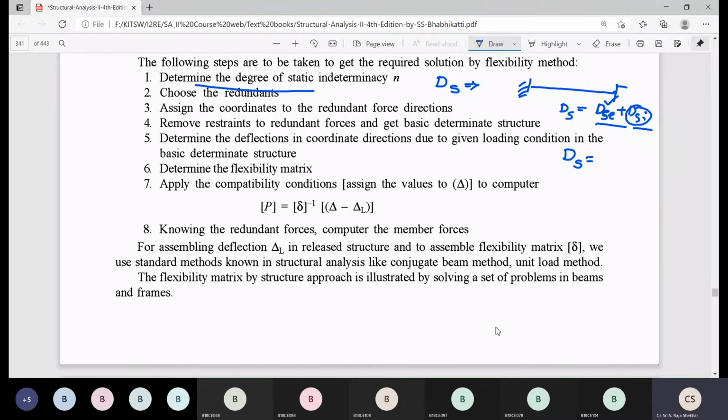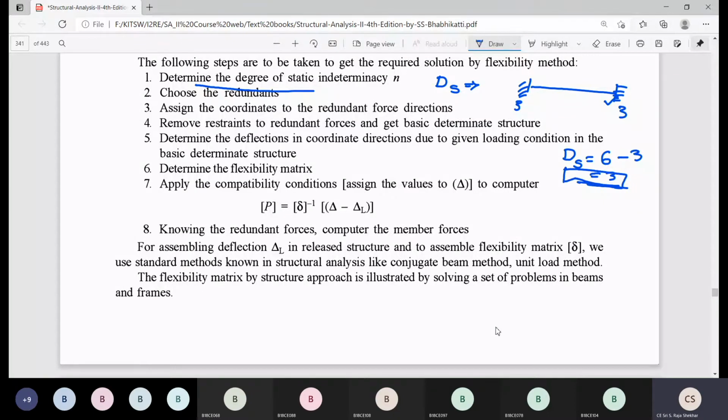Let us suppose I consider the fixed beam, so number of unknown reactions or unknown redundant forces. For the fixed beam, here we have 3 unknown reactions, and here 3 unknown reactions. So the number of unknown reactions or redundant forces is 6. Number of equilibrium equations available to solve these unknowns is 3: sigma Fx equal to 0, sigma Fy equal to 0, and summation of moments at any section equal to 0. There are 3 equations available. So static indeterminacy for this fixed beam is 3.